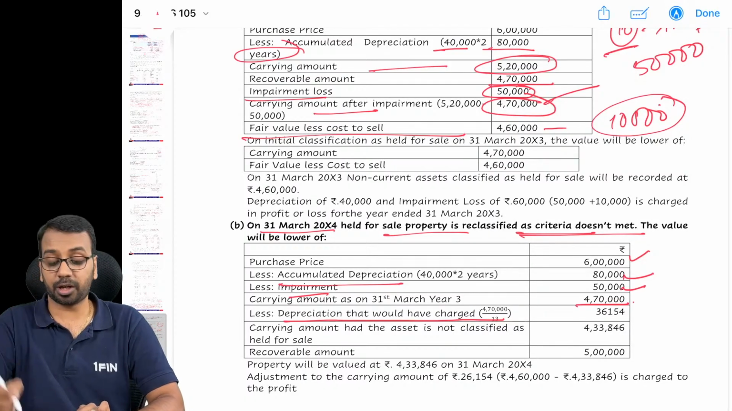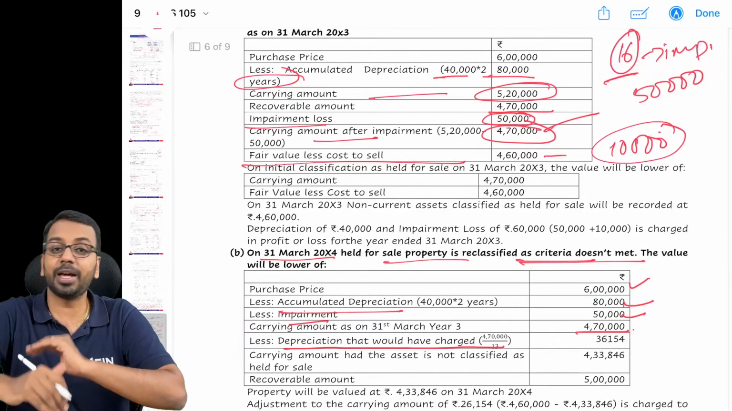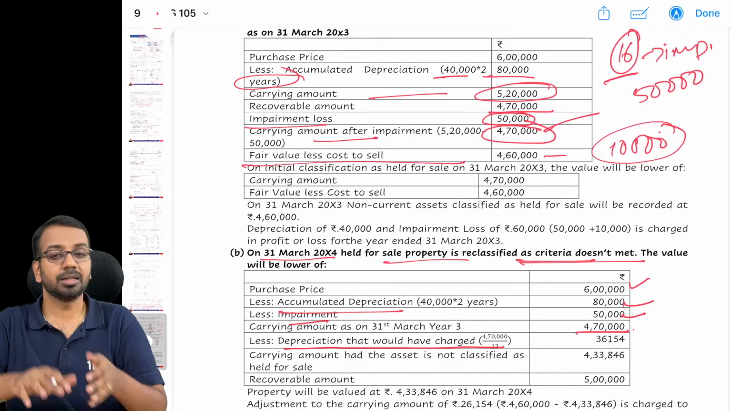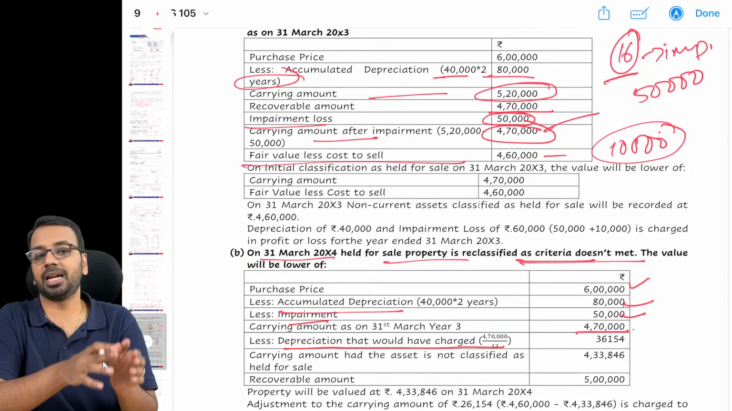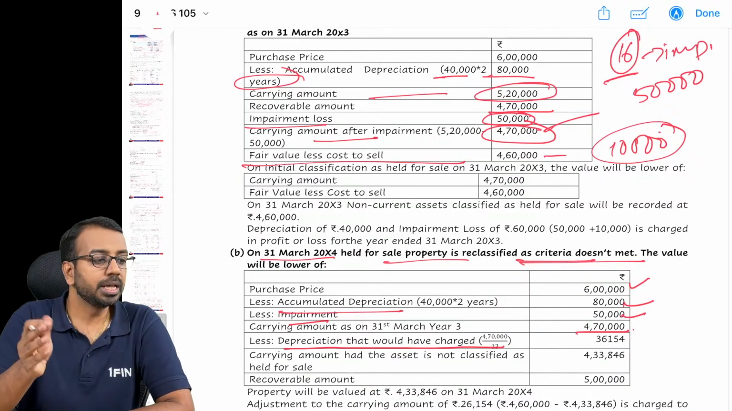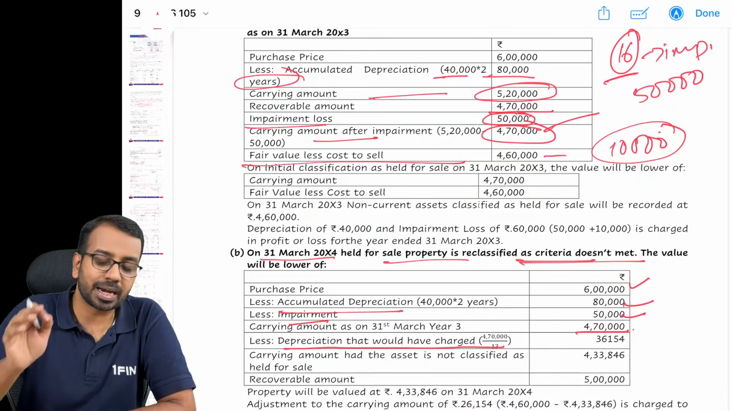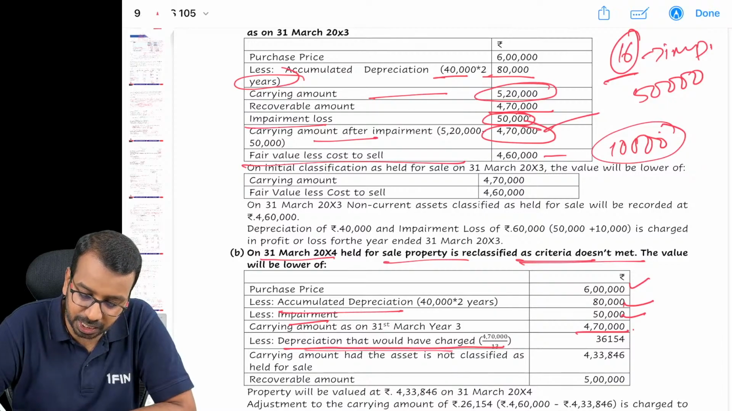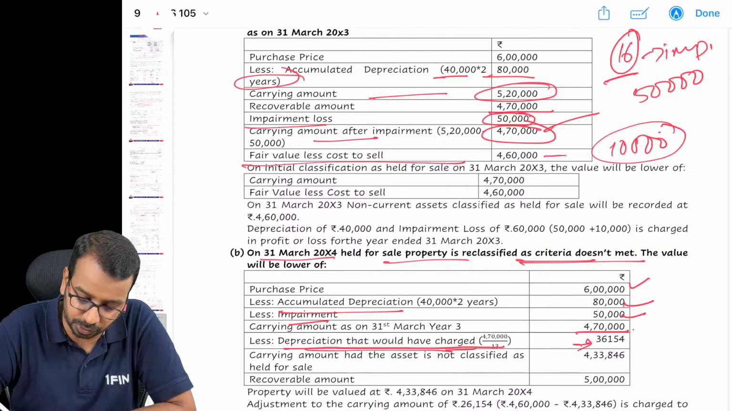Now, two things here. We are not saying impairment has reversed. We are just saying from classification as held for sale, we are now saying it is not classified as held for sale. So, if it would not have been classified as held for sale, then the depreciation that we would have charged would be 36,000. So, carrying amount would have been 433.